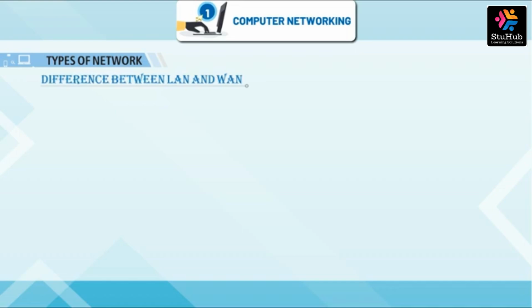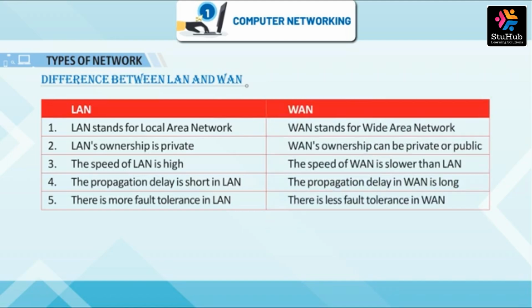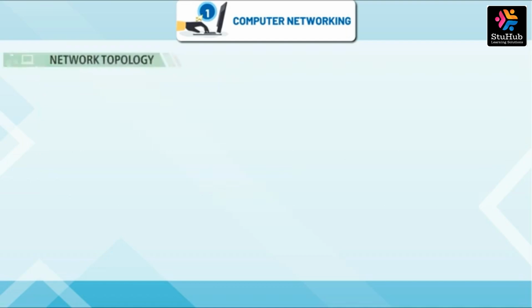Difference between LAN and WAN. LAN. LAN stands for Local Area Network. LAN's ownership is private. The speed of LAN is high. The propagation delay is short in LAN. There is more fault tolerance in LAN. WAN. WAN stands for Wide Area Network. WAN's ownership can be private or public. The speed of WAN is slower than LAN. The propagation delay in WAN is long. There is less fault tolerance in WAN.